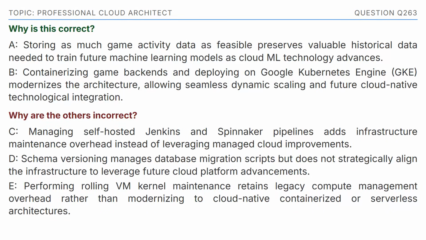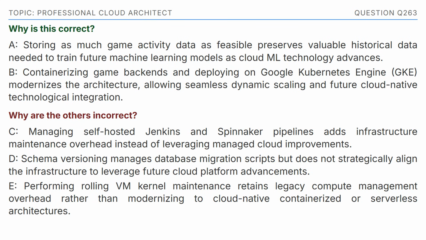Why is this correct? A. Storing as much game activity data as feasible preserves valuable historical data needed to train future machine learning models as cloud ML technology advances. B. Containerizing game backends and deploying on Google Kubernetes Engine (GKE) modernizes the architecture, allowing seamless dynamic scaling and future cloud-native technological integration. Why are the others incorrect?